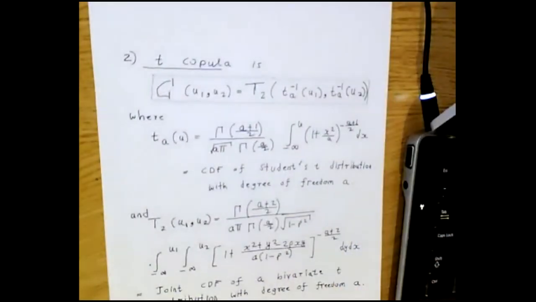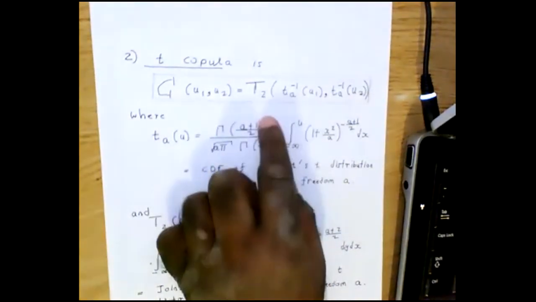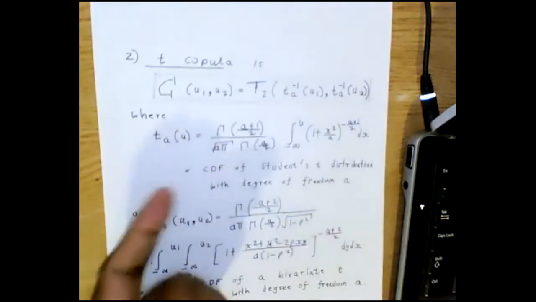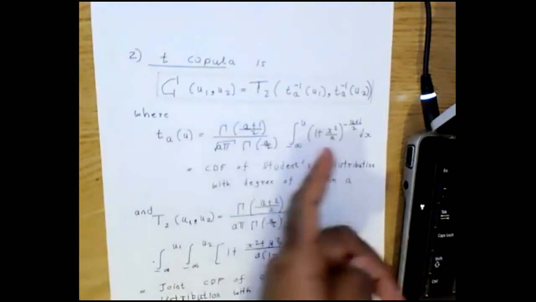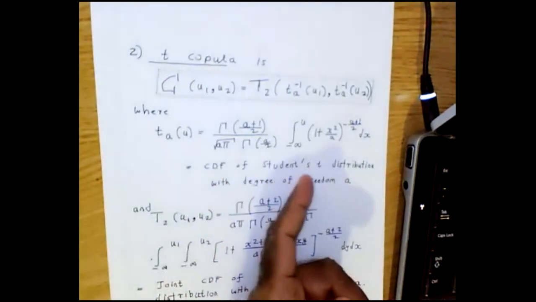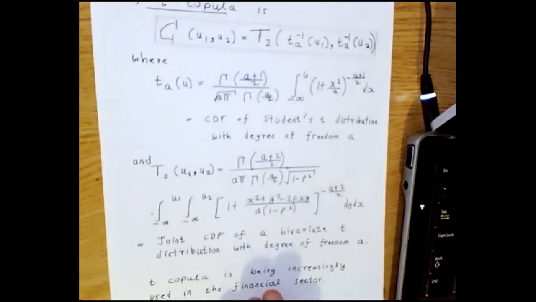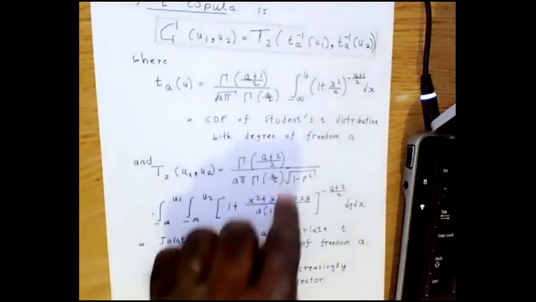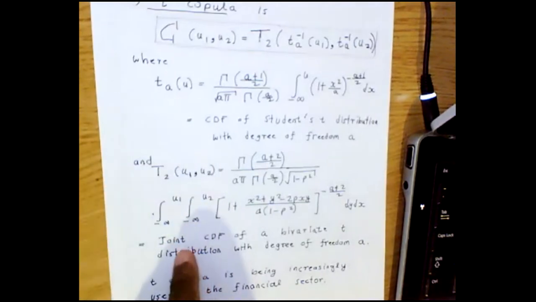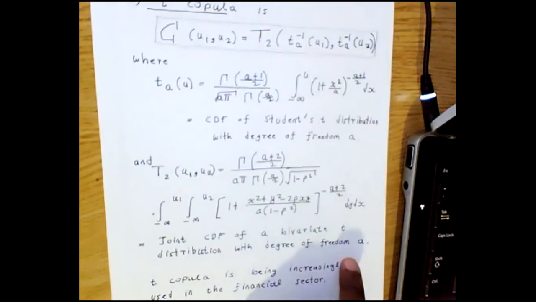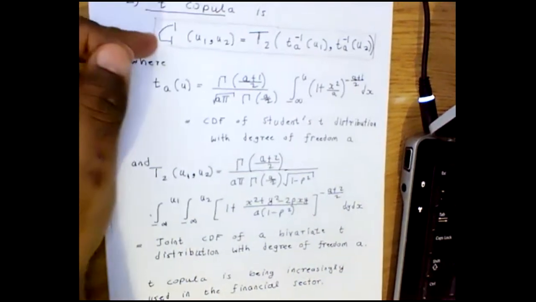is the following. I'll show you in a minute. One of the models is known as the T copula. The T copula is defined by this formula here. This is the formula where T-nu is the CDF of the Student's T distribution with nu degrees of freedom, and capital T2 is given by this formula here, and that's the joint CDF of a bivariate T distribution with nu degrees of freedom.